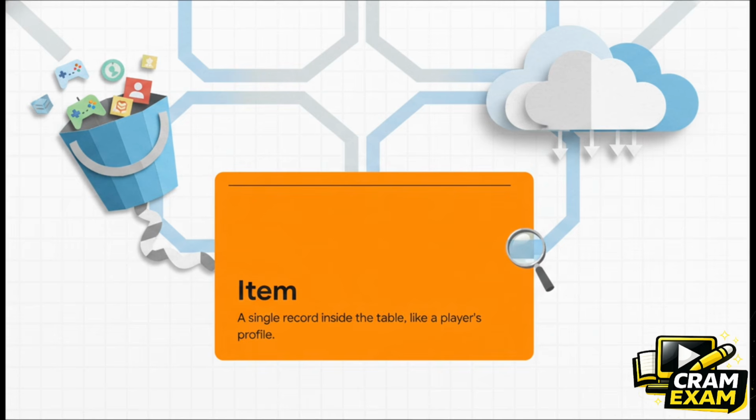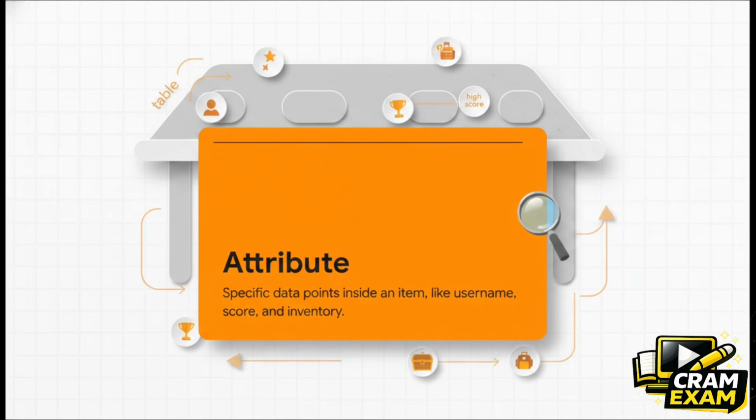If we stick to our game example, a single item would be one player's entire profile. And finally, we have attributes. These are the specific data points living inside an item. Things like their username, their high score, and their current inventory. And really, that's it. Table, item, attribute. It's an incredibly streamlined structure.